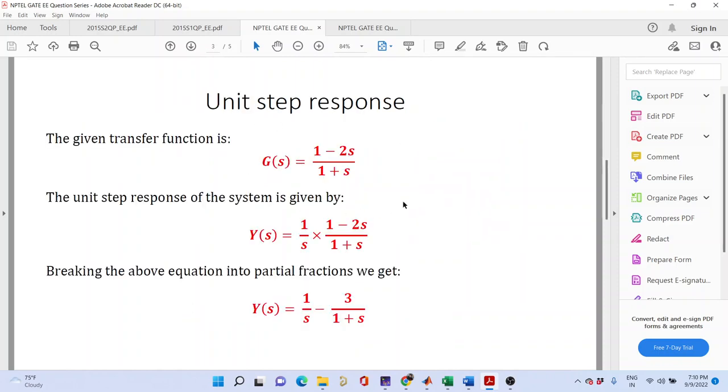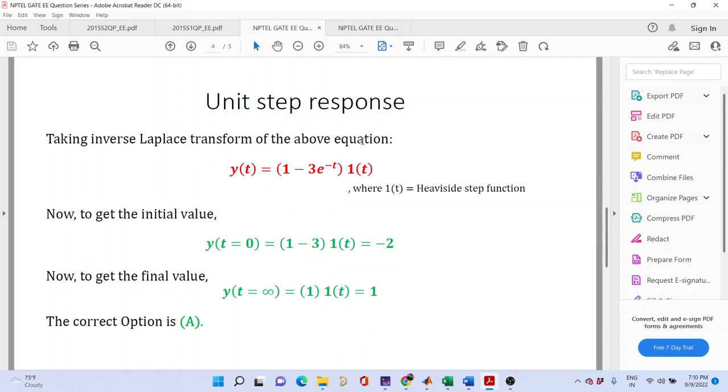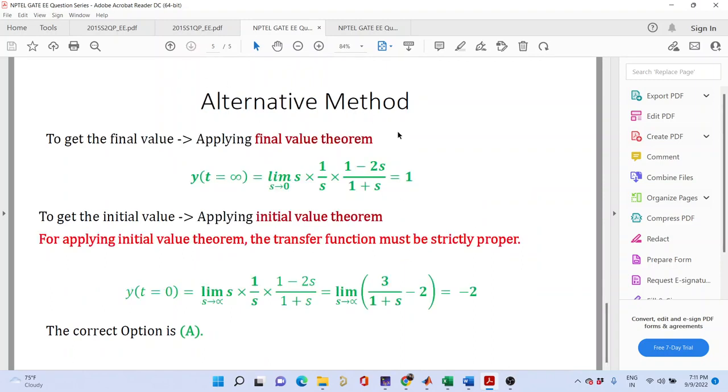Okay, so I'm showing two ways of doing it. The first is pretty straightforward, in which you get the output by multiplying 1 by s into this transfer function. Now you break this into partial fraction terms, and after breaking this, take the inverse Laplace transform. So you get y(t) equal to 1 minus 3 e to the power minus t. To get the initial value, you put t equal to 0, and you get y(0) equal to minus 2. To get the final value, you put t equal to infinity, you get 1. So this is straightforward. Now applying the initial value and final value theorems.